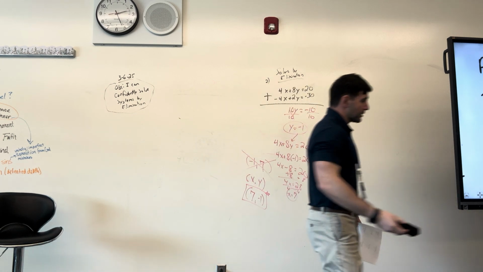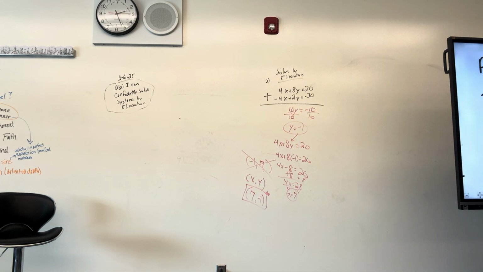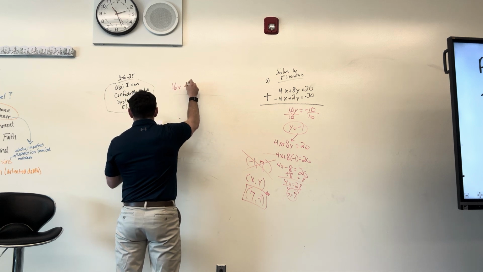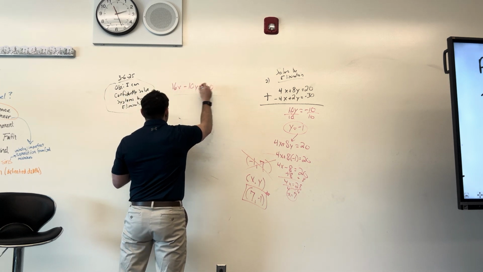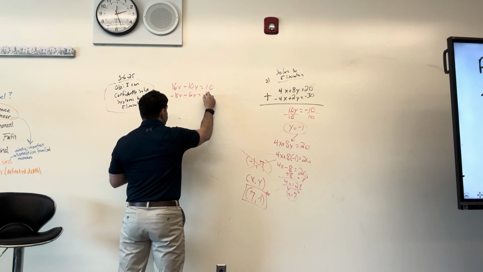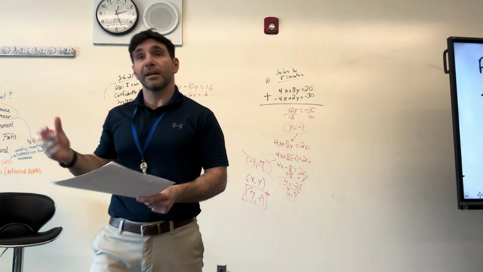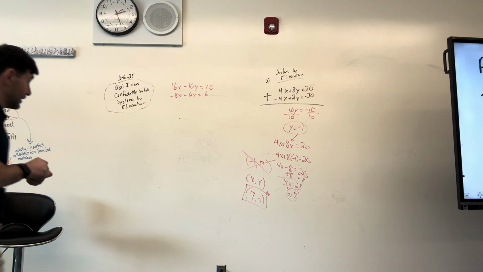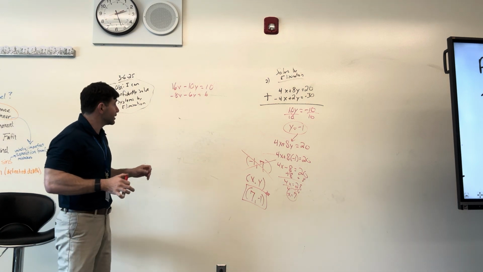Okay, so let's take a look at 13. When we take a look at 13, your initial thing should be the variables are in line, but my coefficients don't match up. So I have 16x minus 10y equals 10. I've got negative 8x minus 6y equals 6. So right away you can say, hey, listen, my y's aren't the same number, my x's aren't the same number, right? We're good there.